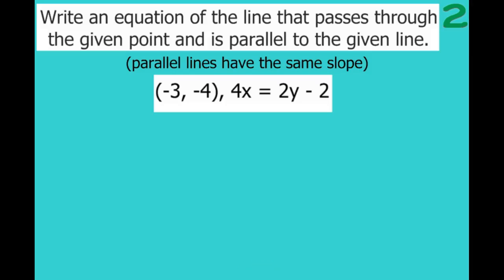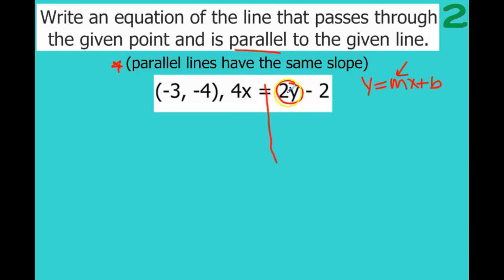So let's take a look at our first problem. It says write an equation of the line that passes through the given point and is parallel to the given line. And a reminder that parallel lines have the same slope. So this equation is not solved for y, so I need to solve it for y first. So it's in the form y equals mx plus b, so that we can identify our m, our slope. So we want to get y all by itself.